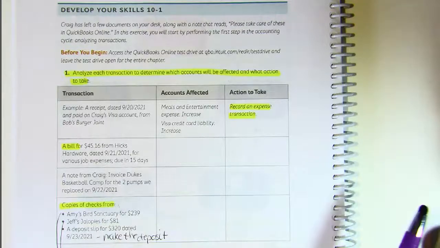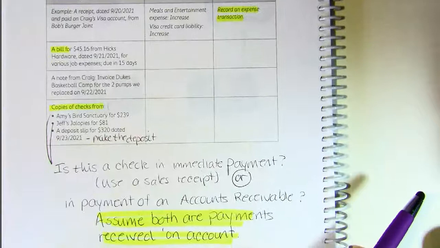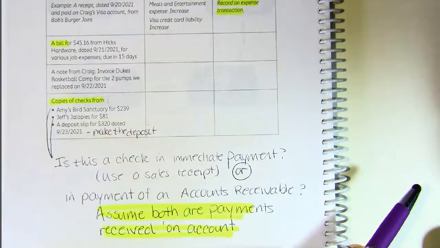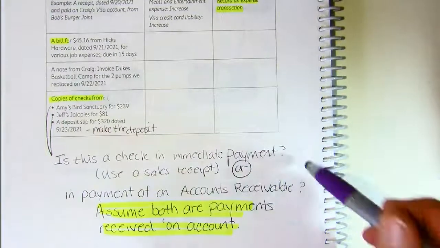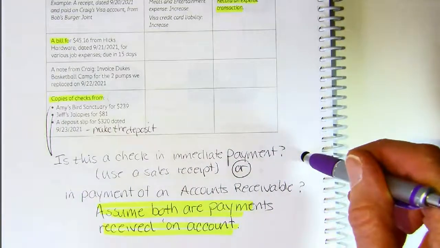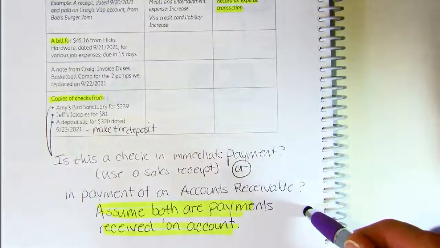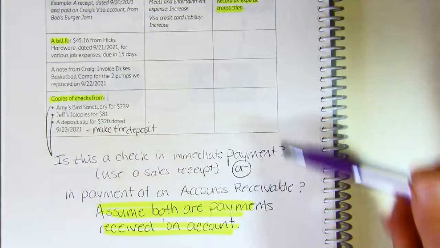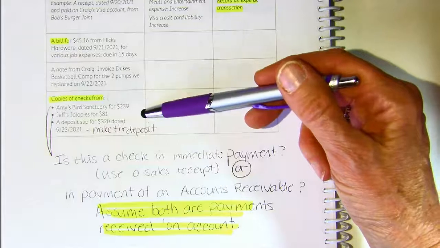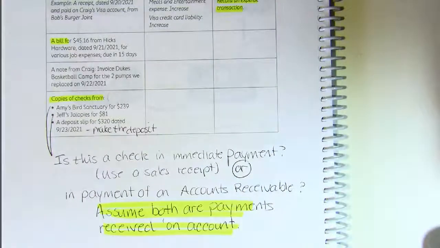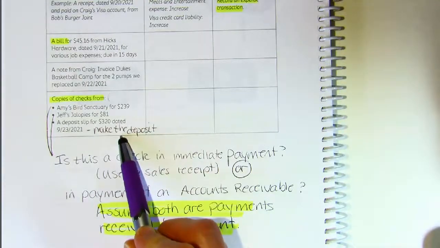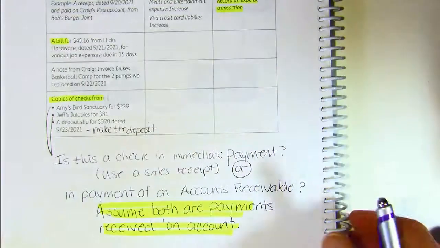I noticed when I looked at the 4th one that they don't specify why you're getting these checks. In other words, is it an immediate payment of a sales receipt, or are you receiving payment for an accounts receivable? And what you should do is assume it's the second one. Assume Amy's Bird Sanctuary and Jeff's Jalopies is paying you for an amount they owed already on an accounts receivable, and then you make the deposit for that. So they want you to just think about these, and then they show you what transactions you should have recorded.